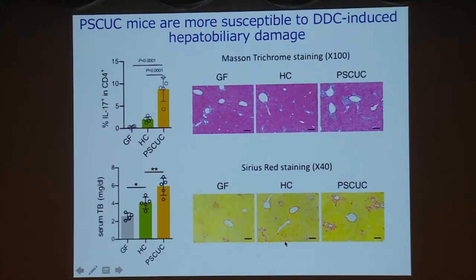As shown here, DDC-fed PSC-UC mice showed increased TH17 response in the liver and higher susceptibility to DDC-induced hepatobiliary injury as compared with germ-free mice or healthy control mice. Pathological assessment shown on the right revealed periductal fibrosis around the large bile duct in PSC-UC mice, a characteristic feature of PSC.